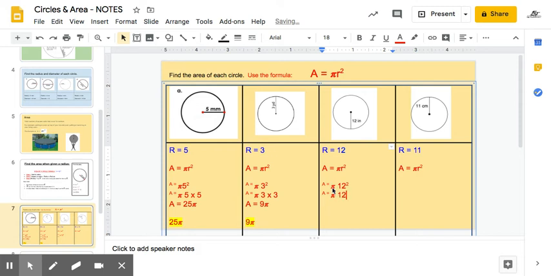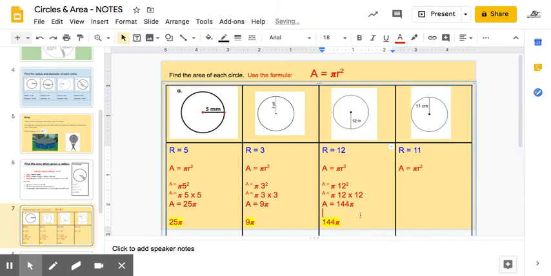Now 12 squared is equal to 12 times 12. Okay, multiply those two numbers together. So 12 times 12 is equivalent to 144. And then bring down the pi. So the area of this circle is equal to 144 pi.